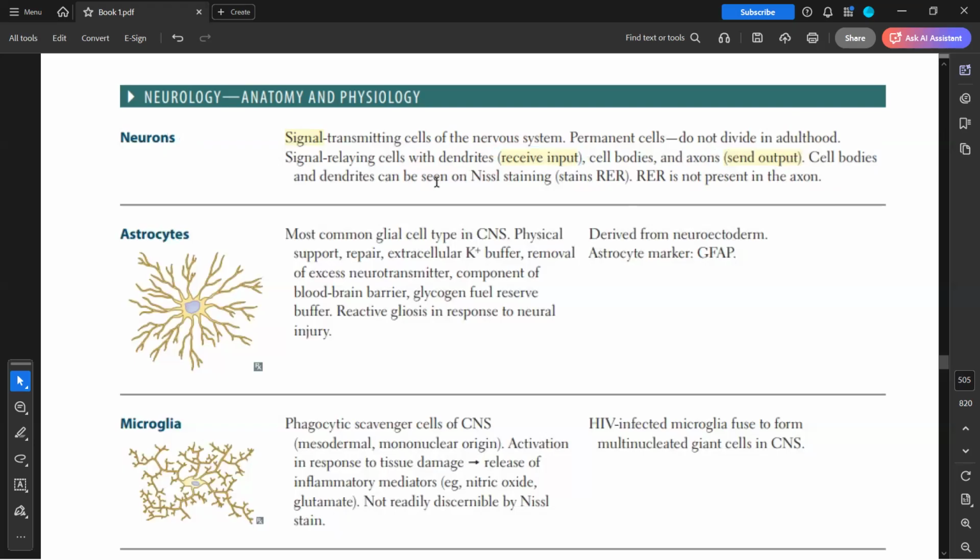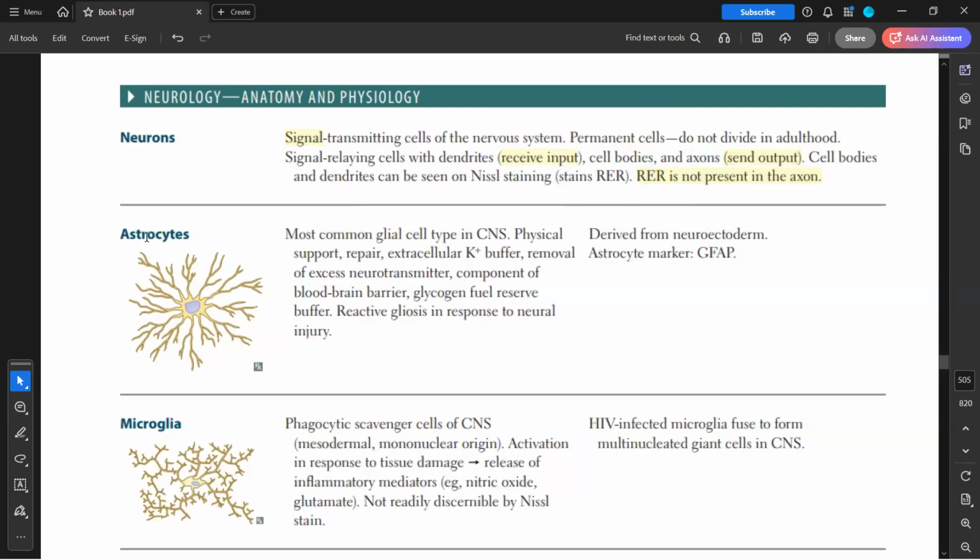Cell bodies and dendrites can be seen on Nissl stains, because of RER. RER is not present in the axons, so this is more of a histology matter. If you're working in a lab as a lab technician, you would be able to see the cell bodies and dendrites, but for axons, you can't see them with this staining.